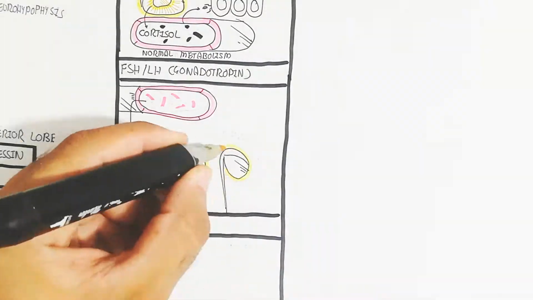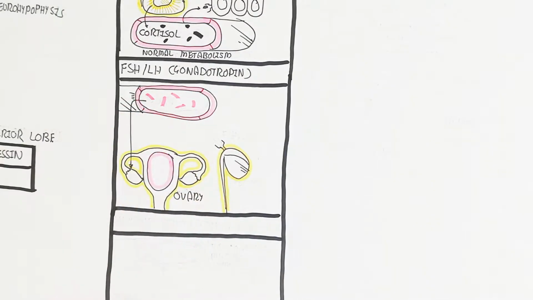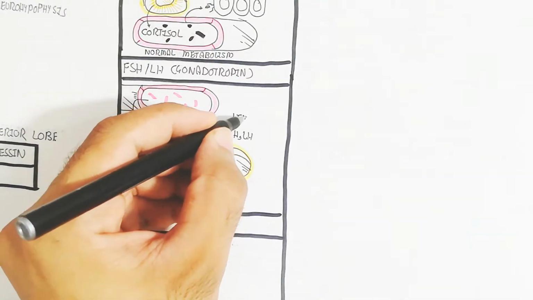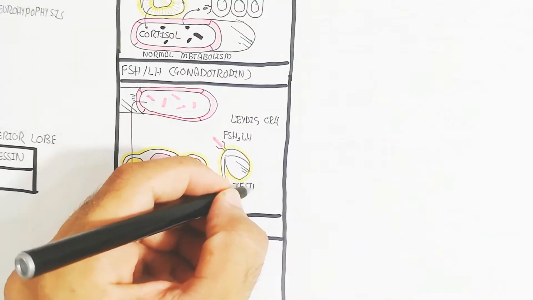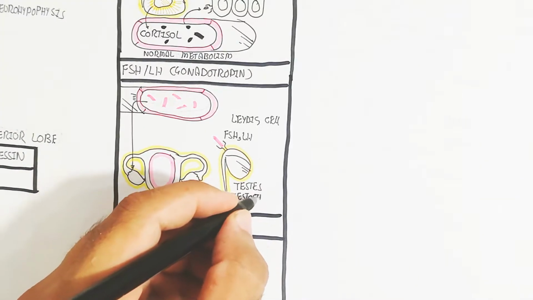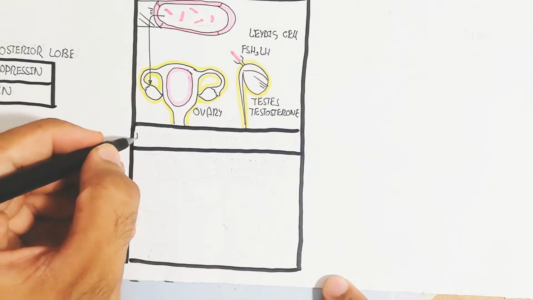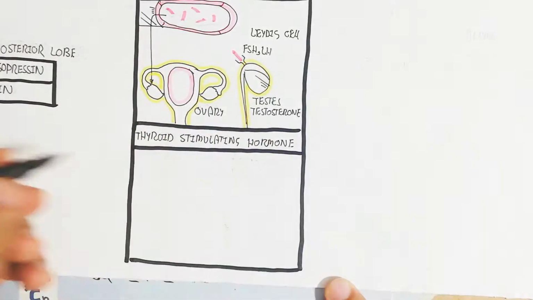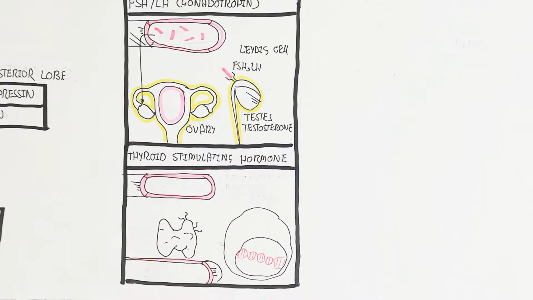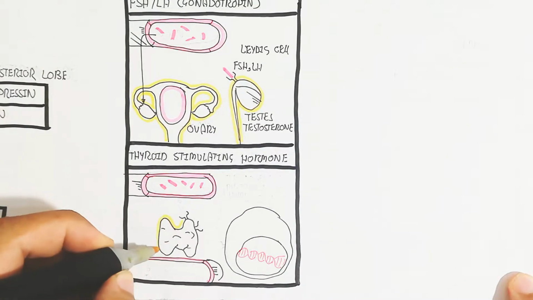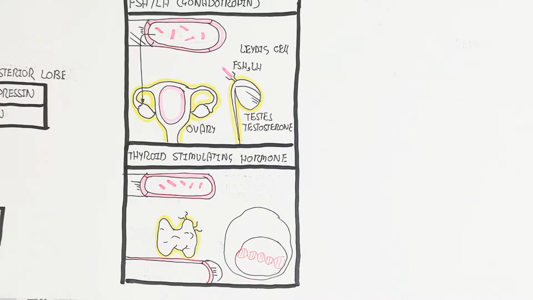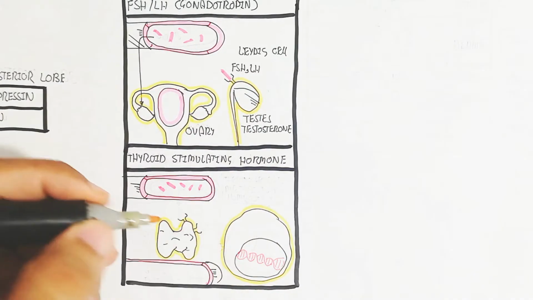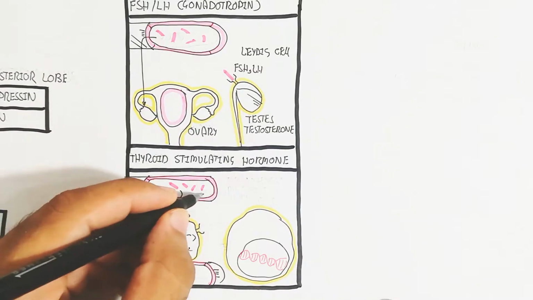So here the follicle stimulating hormone and luteinizing hormone are known as the gonadotropins. They target the gonads. In the female, the ovary is stimulated to produce estrogen and ovulation, and in the male, follicle stimulating hormone and luteinizing hormone act on the Leydig cells of the testes to produce testosterone and dihydrotestosterone. While thyroid stimulating hormone targets the thyroid gland to produce triiodothyronine and thyroxine.